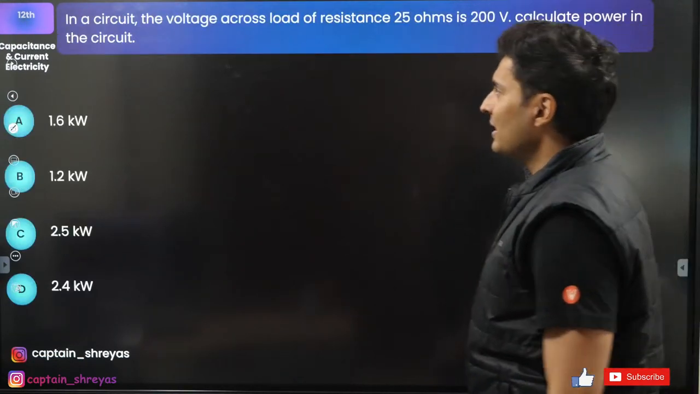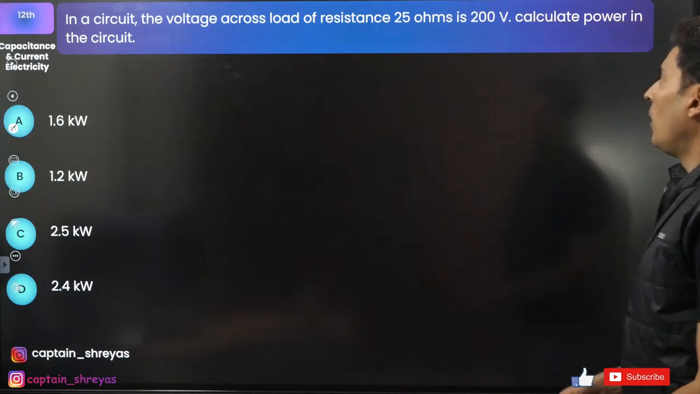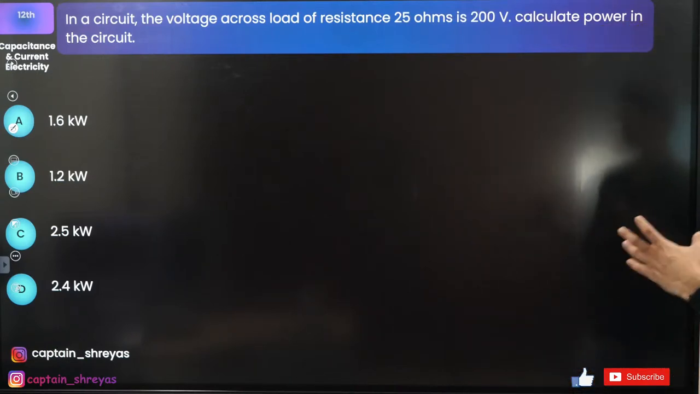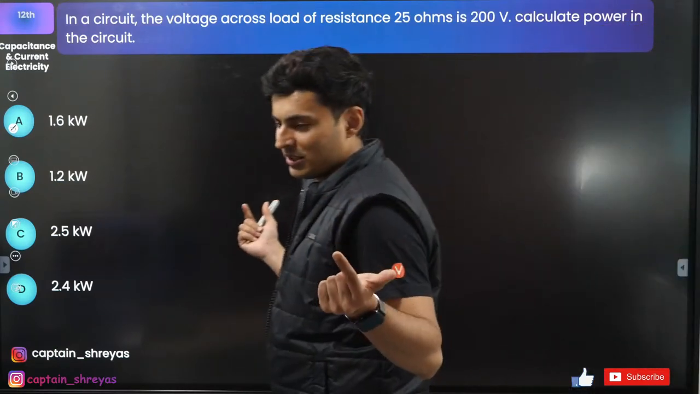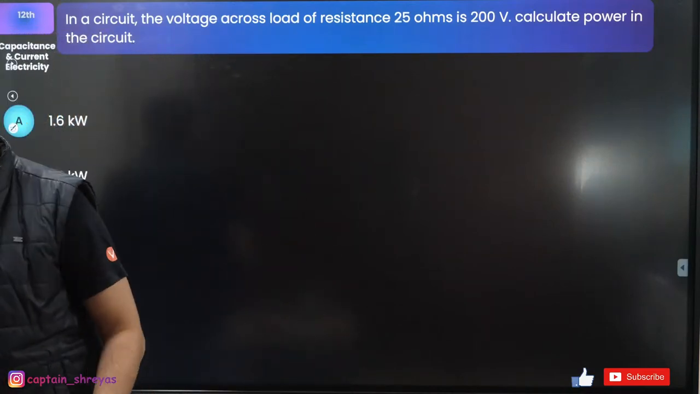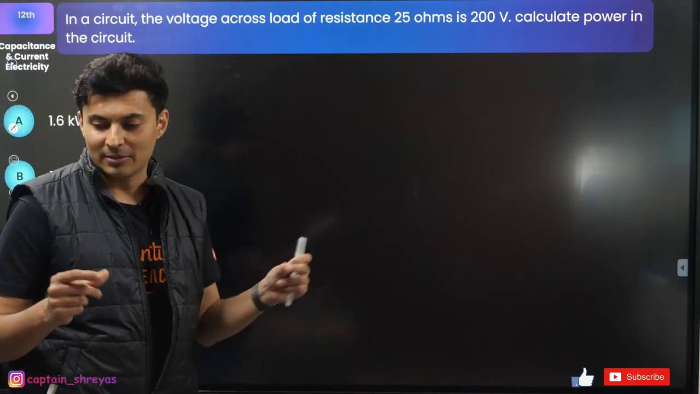Let's see if you can solve this. In a circuit, the voltage across the load of 25 ohms is 200 volts. What is the power in the circuit which is being consumed or lost? Yes, just like capacitors. Yes, reciprocal. Correct.